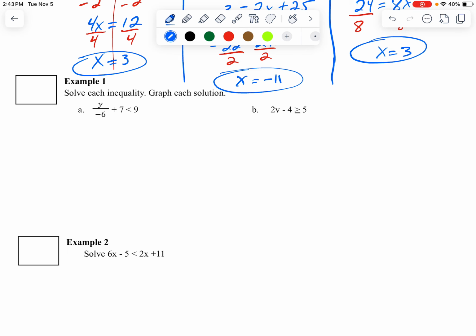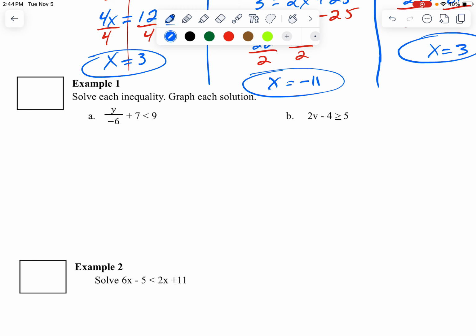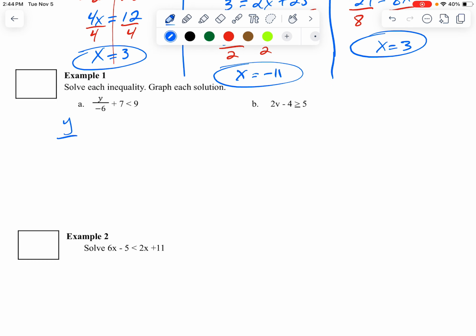That's it. So I'm going to solve this exactly the way that I would if that was an equal sign. I've got plus 7 here. I'm just going to rewrite the problem because it makes it easier to show my work, I think. So again, my goal is still to get the variable by itself. I've got plus 7, so I'm going to subtract 7. It's still from both sides. Now it's not an equation, but both sides of the inequality. So I've got y over negative 6 less than 2.